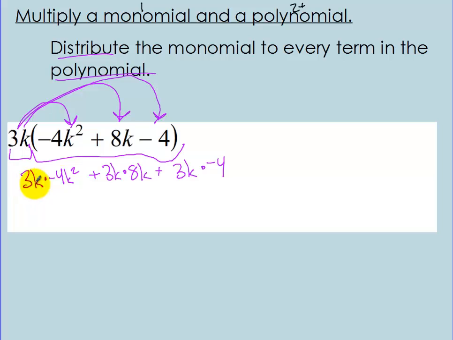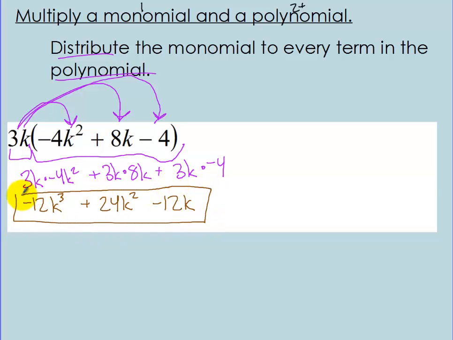3k times negative 4k squared, well 3 times negative 4 is negative 12, and k times k squared is going to be k cubed. Next one, 3 times 8 is going to be 24. K times k is going to be k to the second power, k squared. Last one, 3 times negative 4 will be negative 12, and just a k times no other k's will just be a k. So your distributed polynomial is this thing right here, negative 12k cubed plus 24k squared minus 12k. That's all you have to do.